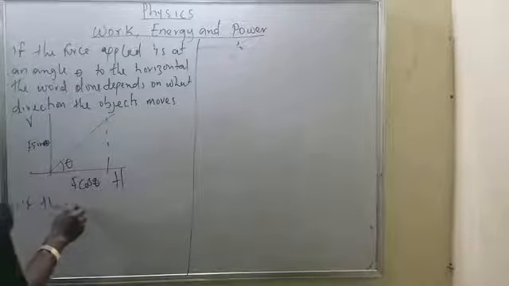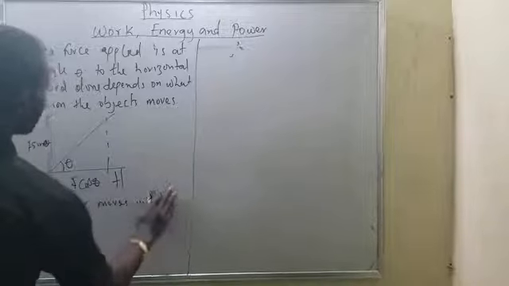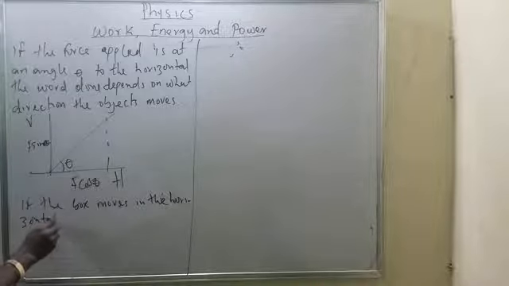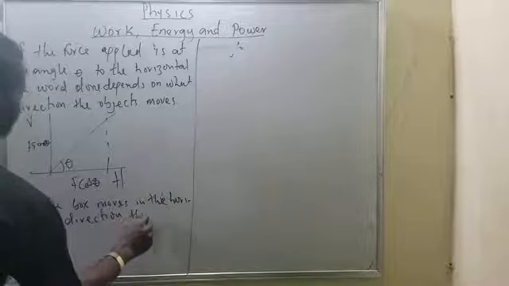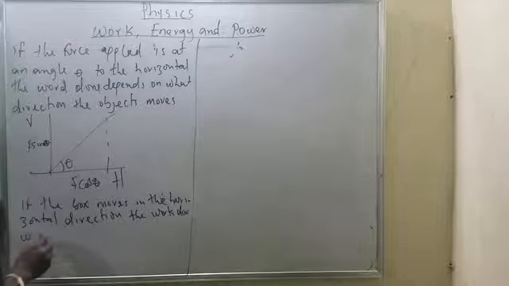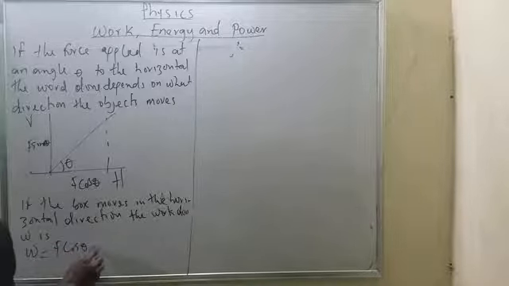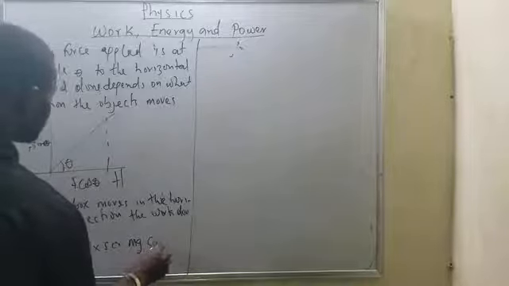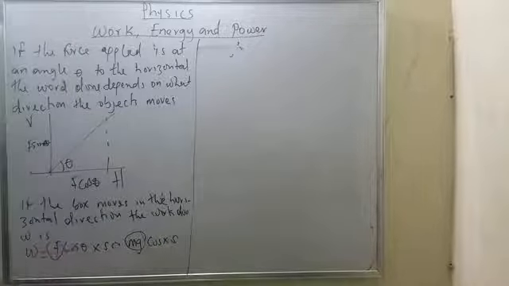Now, if the bus moves in the horizontal direction, the work done W is equal to force cos theta multiplied by distance, or mg cos theta multiplied by distance. Now we know what mg is, which is force.